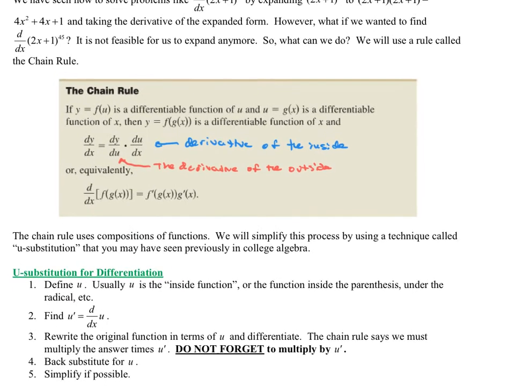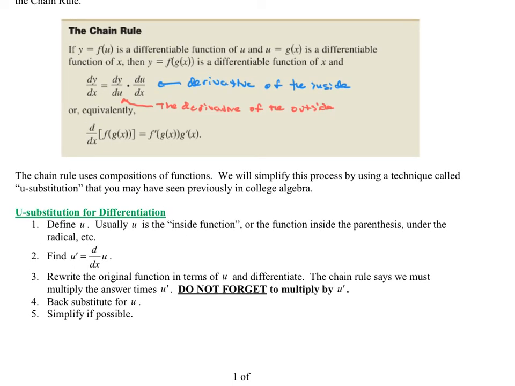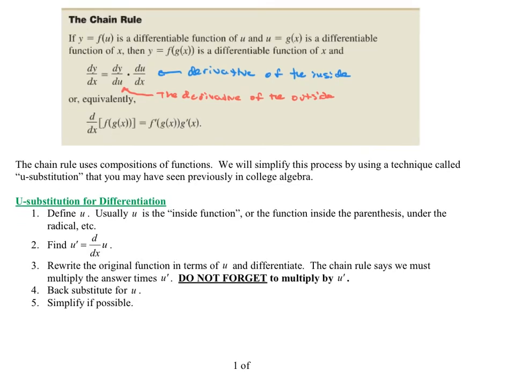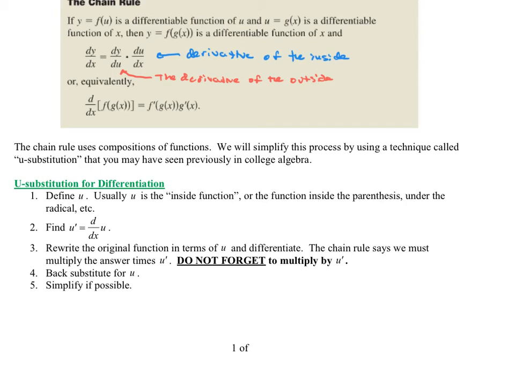We're going to do exactly the chain rule for a couple examples, and then I'm just going to extend it to the general power rule for you as quickly as possible so you don't have to show quite as much work. The chain rule uses composition of functions. We will simplify this process by using a technique called u substitution that you may have seen previously in college algebra. In all honesty, you should have seen it in intermediate algebra, college algebra, and trigonometry. U substitution is where you replace something ugly with u, do the problem with u because it's a lot nicer, and then you back substitute for u at the end. That's essentially what we're doing.